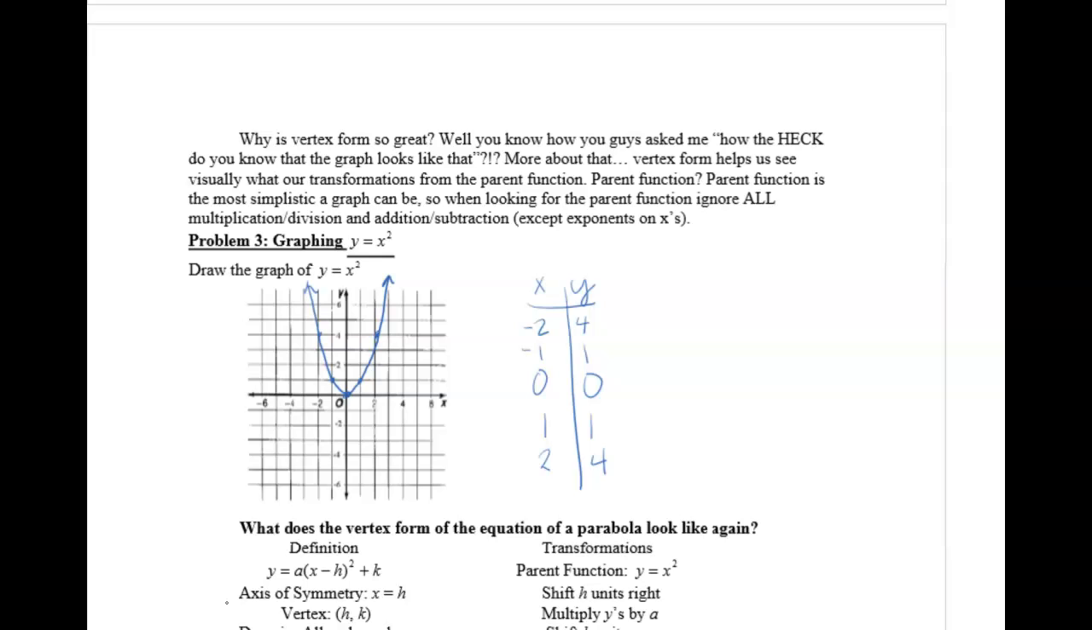Alright. So that is my parent function of every single parabola. So anytime I see something having to do with an x squared, even if it's like x minus 3 quantity squared, eventually my largest exponent on my x is going to be a squared. So my parent function is still going to be this mess.